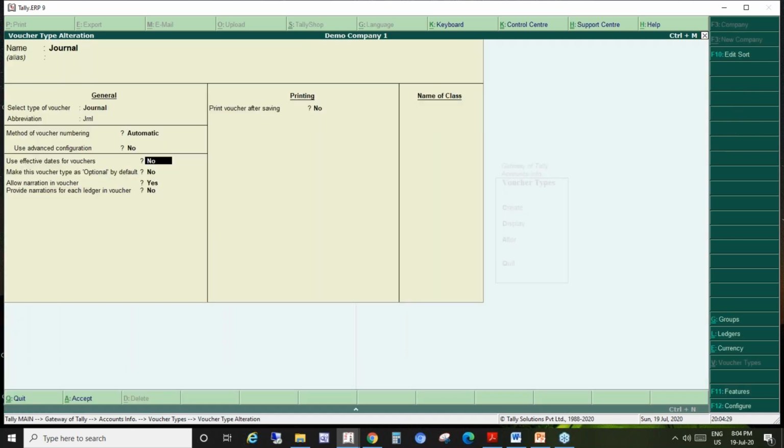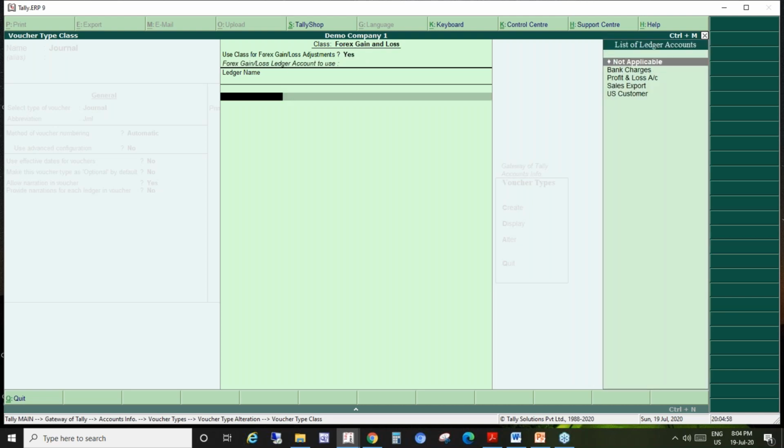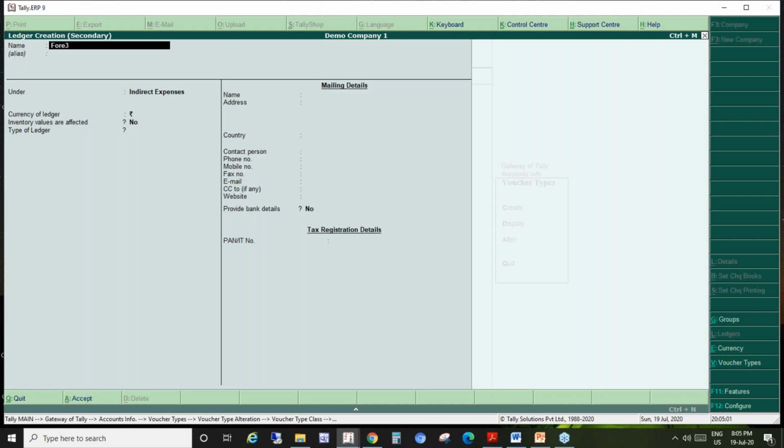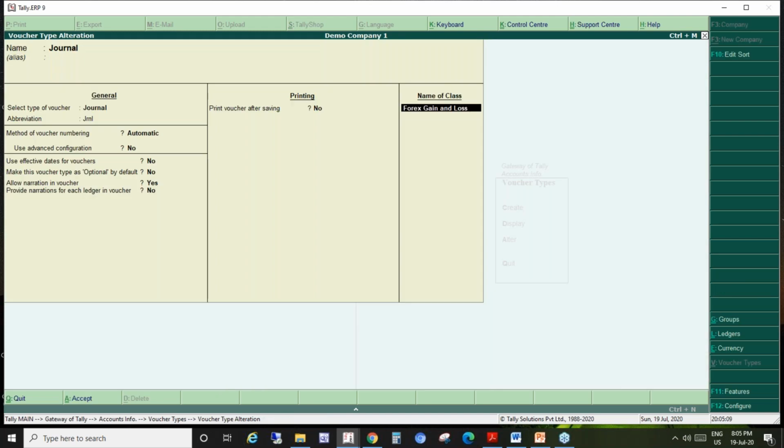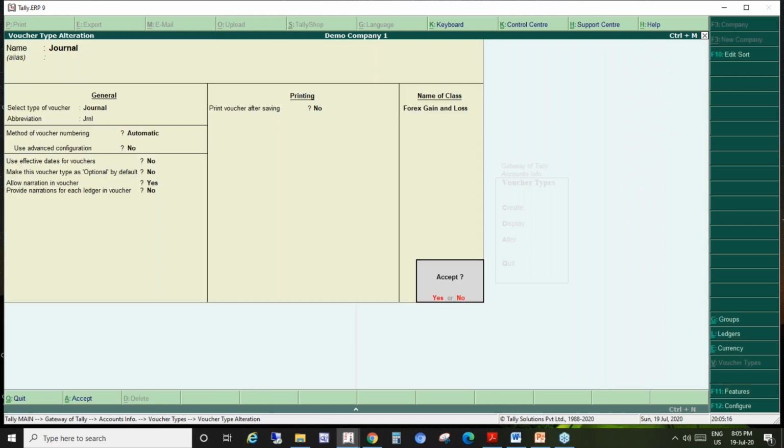We want Tally to automatically calculate our forex amount, right? So we can just press forex gain loss, and use class for forex gain and loss adjustment. If we put this as yes, then let us see the magic. We will have to give the name. We can create a name from here also. Under indirect expenses is fine. So I have given forex gain loss ledger as the ledger name in which I want to transfer my gain and loss.